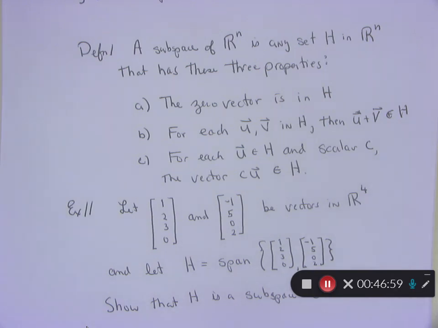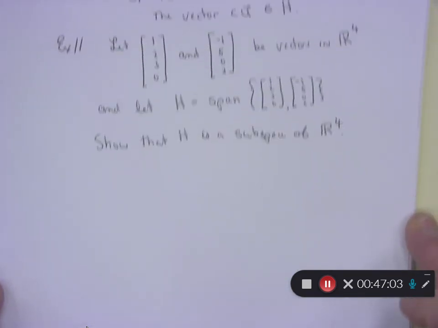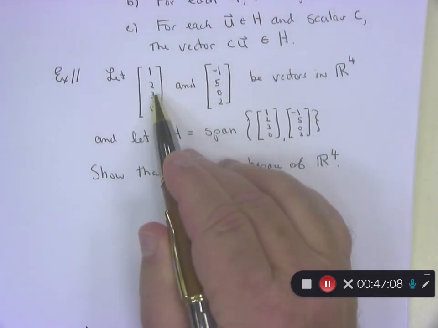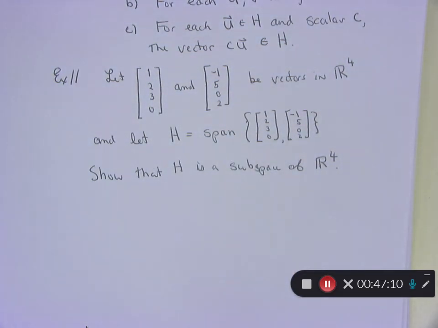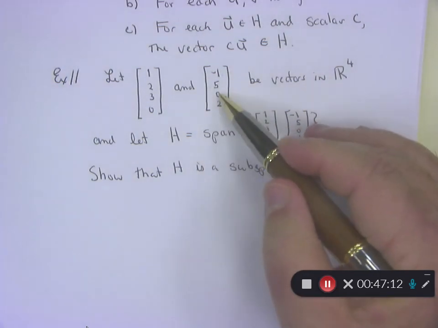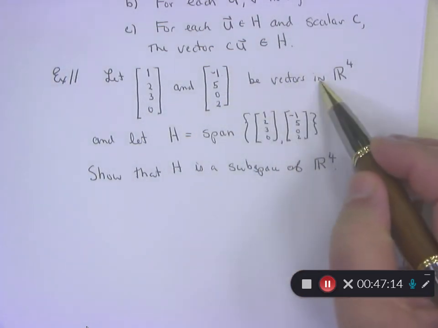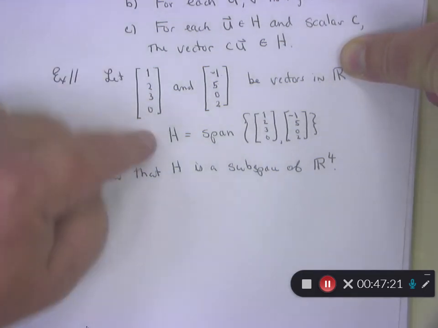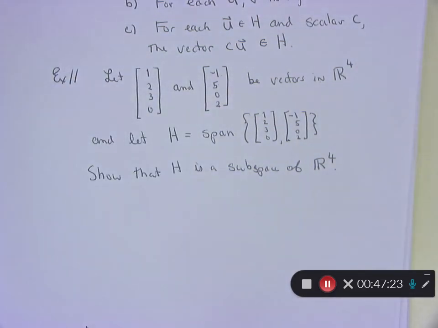So, got to have an example. Here we go. Let (1, 2, 3, 0), because I have no imagination, and (-1, 5, 0, 2) be vectors where? I shouldn't even have told you this. Where would the vectors be at? I want you guys to be familiar with this stuff. R who? R4. Each one has 4 components. Does that make sense? So be familiar with the size of your space. So these are vectors in R4.